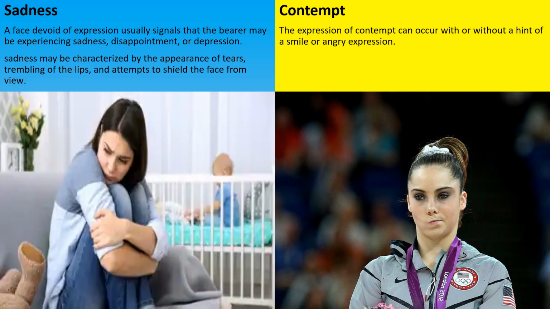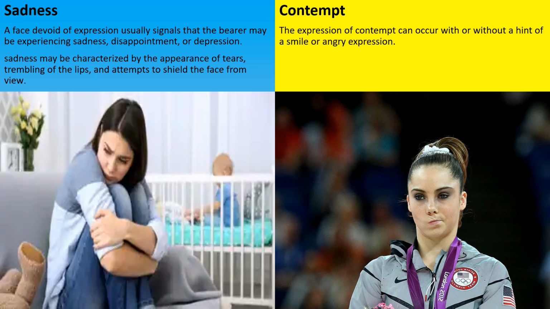Sadness. You just look at the picture of the girl. A face devoid of expression usually signals that the bearer may be expressing sadness, disappointment, or depression. Sadness may be characterized by the appearance of tears, trembling of the lips, and an attempt to shield the face from view. So she has closed her hands, right? So she looks like sadness and also disappointment about something, and also depression, right? So we just look at the picture.